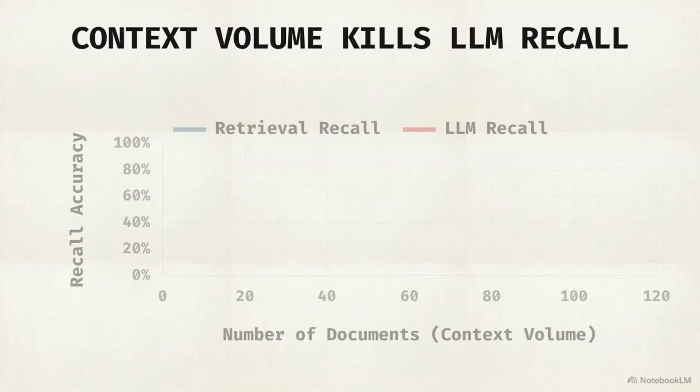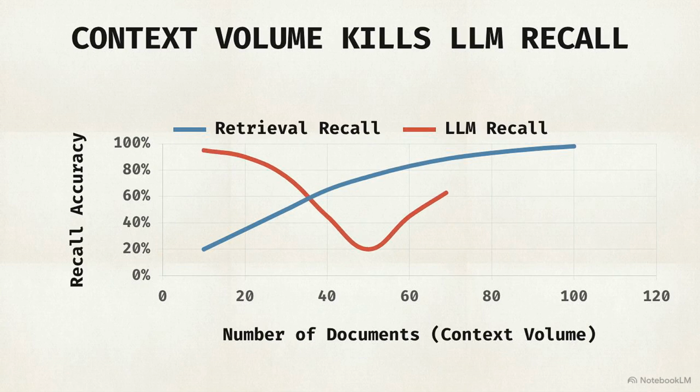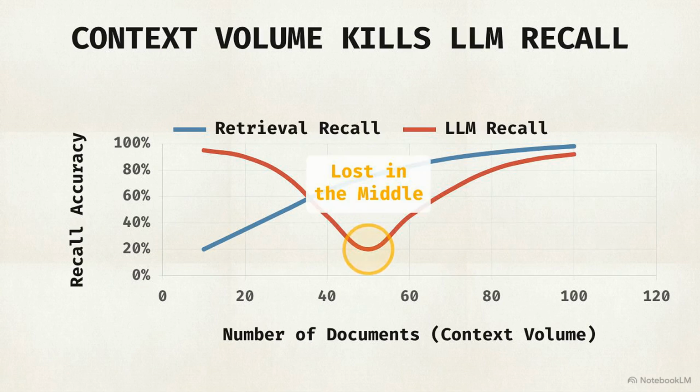This chart maps the two distinct metrics at play. The climbing line shows retrieval recall, which measures whether the database successfully fetched the right document. As you pull more data, retrieval recall goes up. The second line represents LLM recall, the model's ability to successfully extract and use that document. When you place crucial data in the center of a massive context window, LLM recall drops. The model is statistically more likely to ignore information buried in the middle.